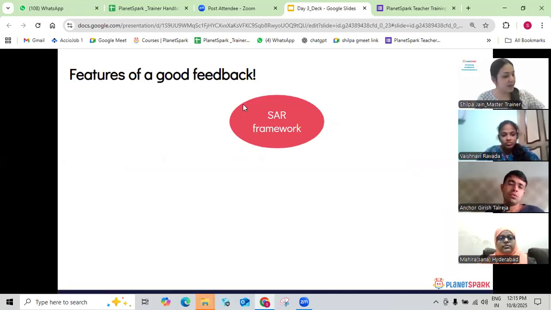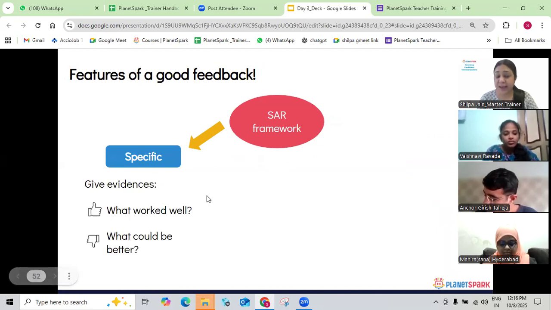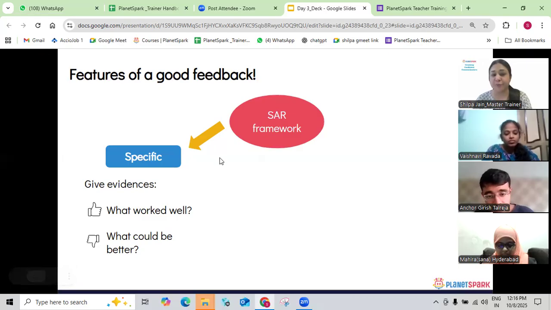Pen and paper is ready. Here at Planet Spark, we believe in the SAR framework of giving a feedback. Now, what does this SAR framework stand for? S stands for being specific. Give evidences. Give examples of what worked well. Start with the positive statement and then what could be better. That is the area of improvement.